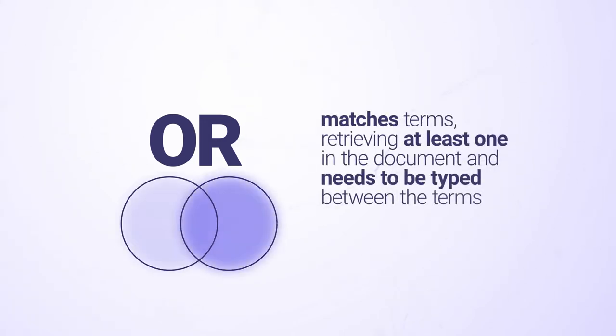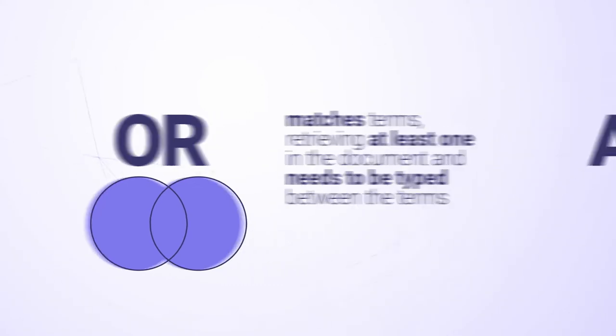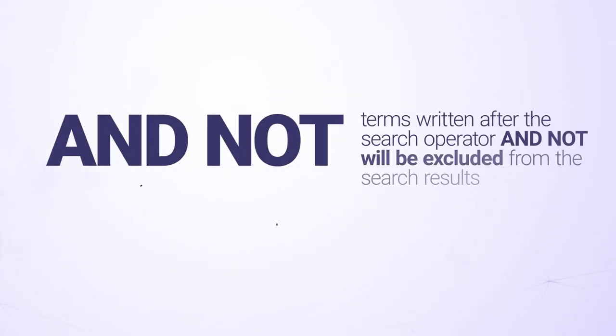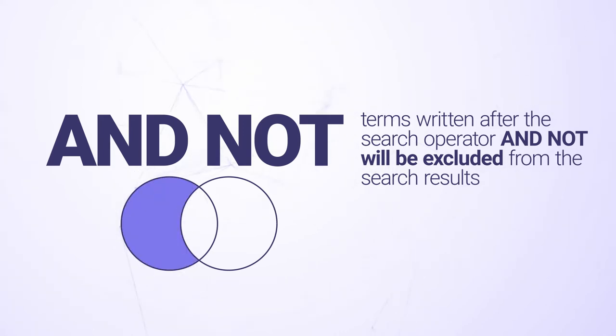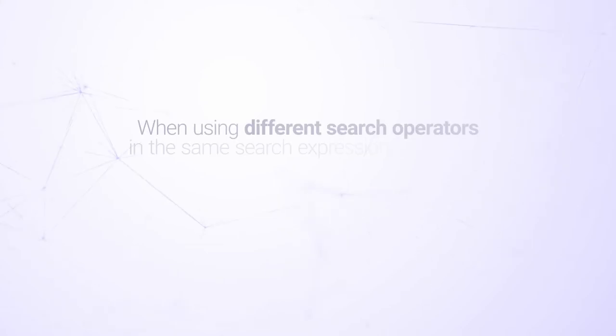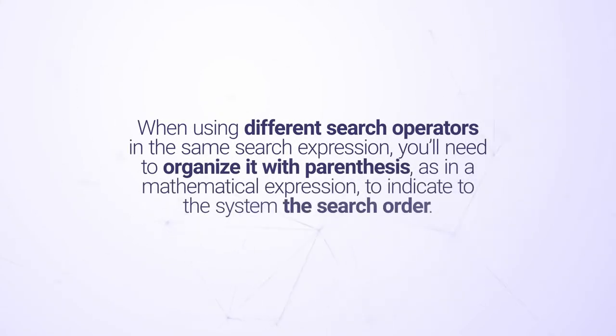The search operator OR matches terms, retrieving at least one in the document and needs to be typed between the terms. Terms typed after the search operator NOT are excluded from the search results. When using different operators in the same search expression, you'll need to organize it with parentheses, as in a mathematical expression, to indicate to the system the search order.